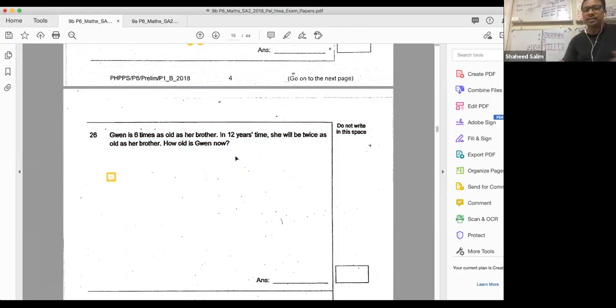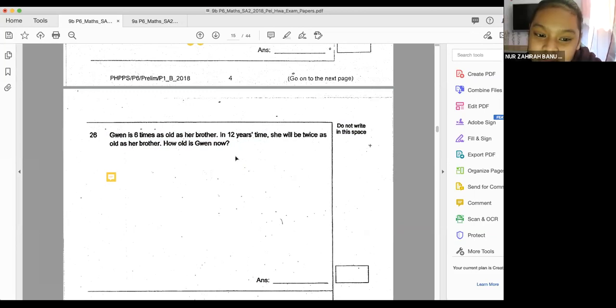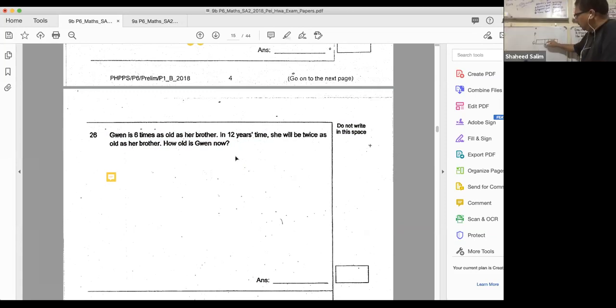Okay, Gwen is 6 times. So the same thing, I draw for you. I use the same method. Gwen is 6 times. So Zahira, how many squares do we draw for Gwen? How many? 6 times is 6 squares. 1, 2, 3, 4, 5, 6. Right? Okay. Am I correct? 6 times as old as her brother.